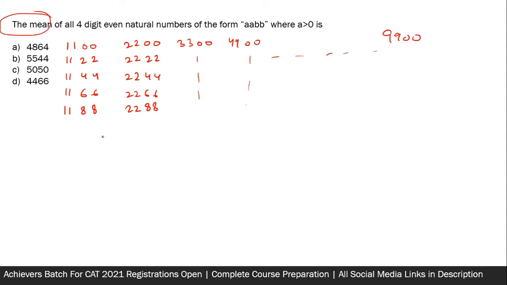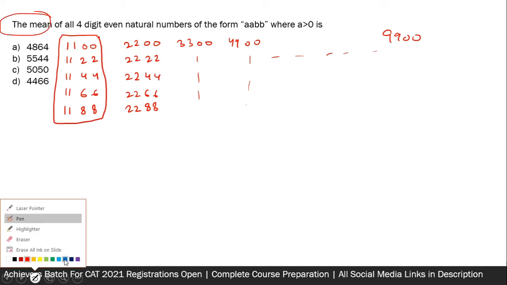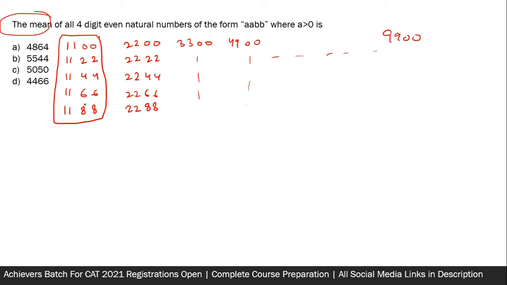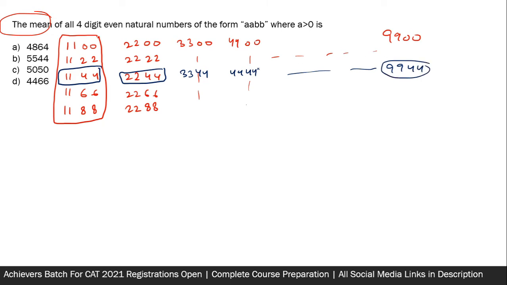Now look at this first column. You can see 5 numbers which are in arithmetic progression, and what happens in an arithmetic progression? The average is the median, and the median is this. Similarly, the median here is 2244, here it will be 3344, here it will be 4444, and finally it will be 9944. All these are respective averages of the columns. I have to find an overall average. So average of averages would suffice.